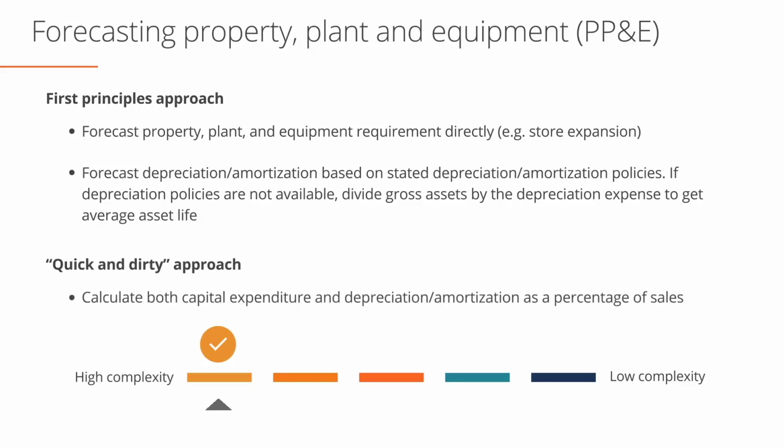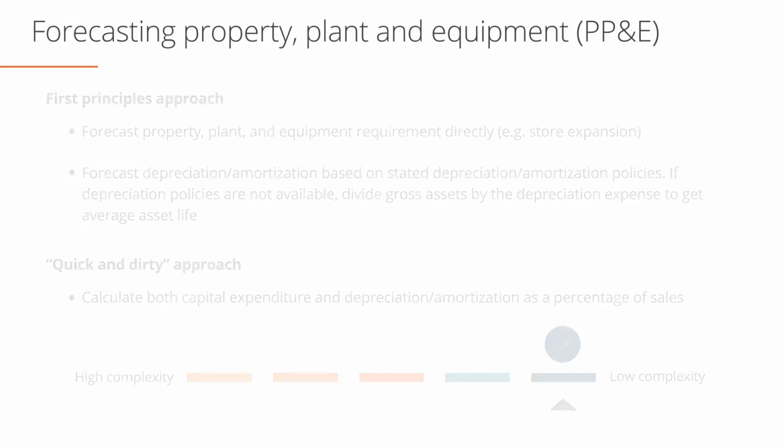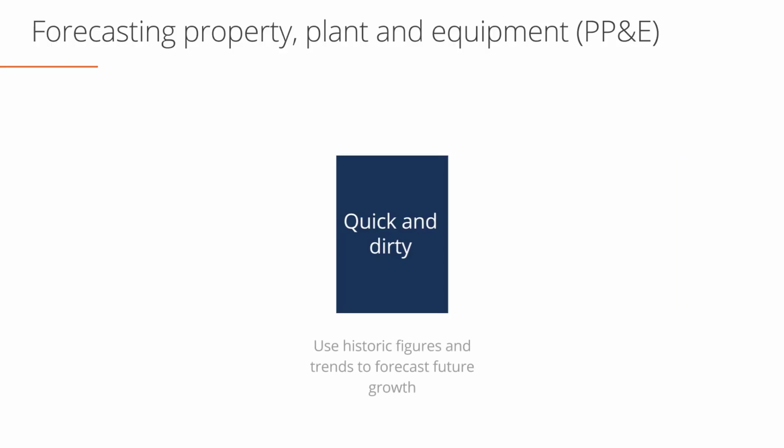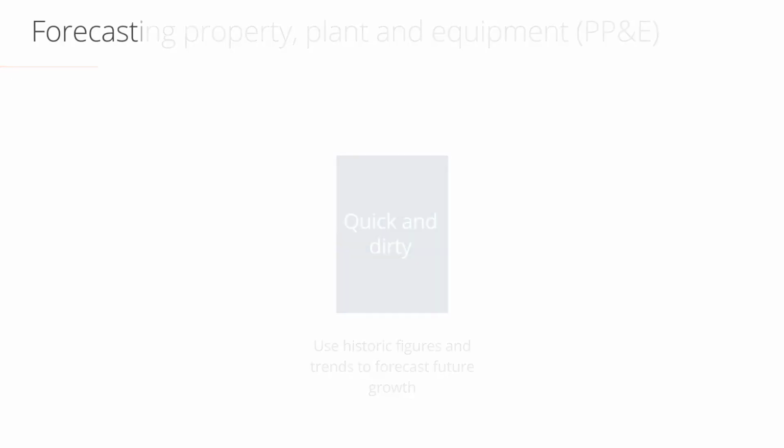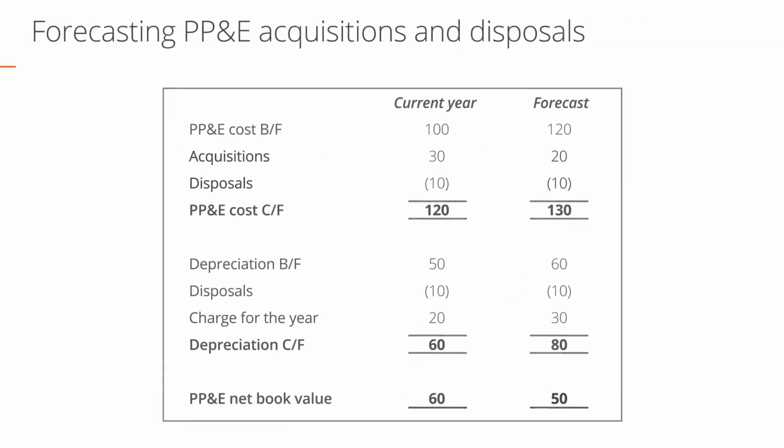The quick and dirty approach outlines how you can model property, plant, and equipment in a much more straightforward way, with the benefit that your model will be smaller as well as easier to follow and audit. The other benefit of using the quick and dirty approach is that linking PP&E to revenues ensures that as revenues grow, PP&E also grows. For our case study, we're going to use the quick and dirty approach, using historic figures and trends to predict future growth.